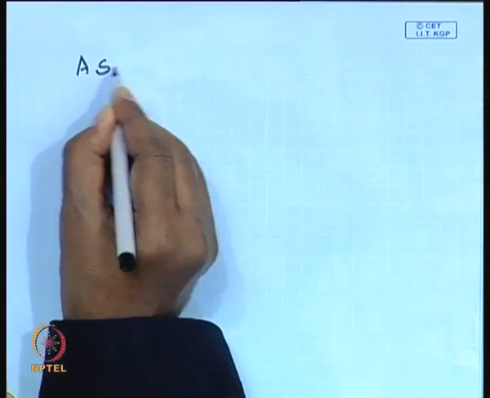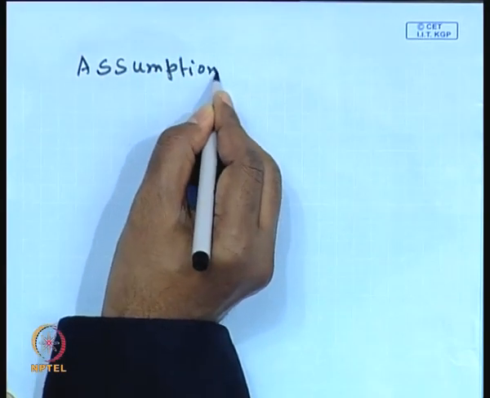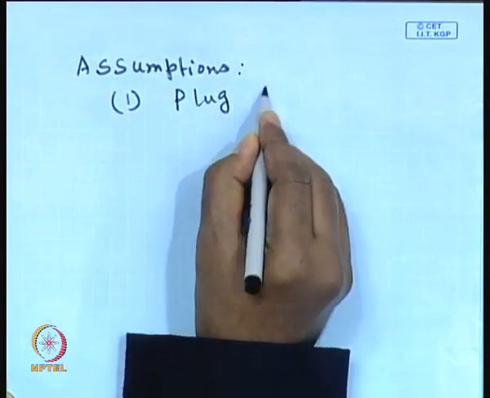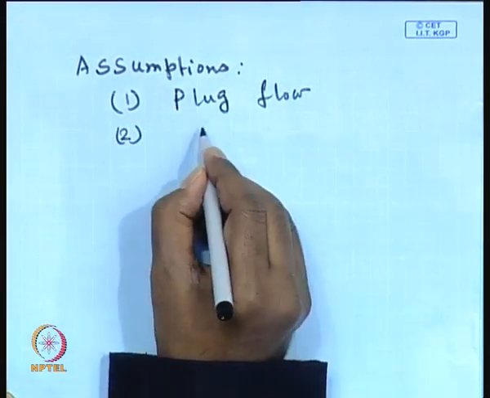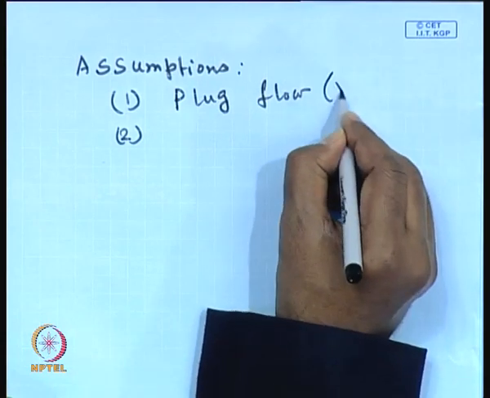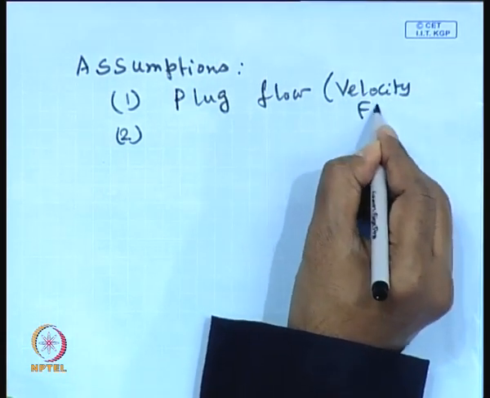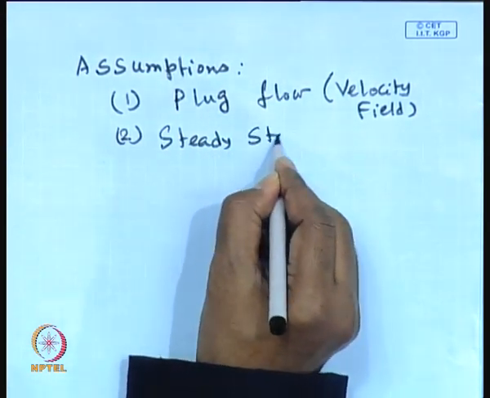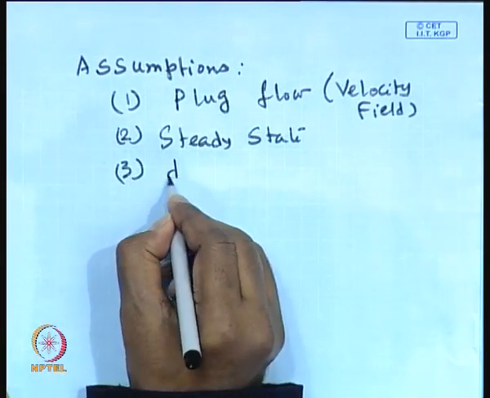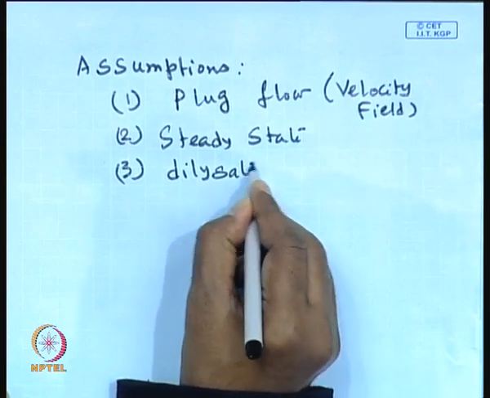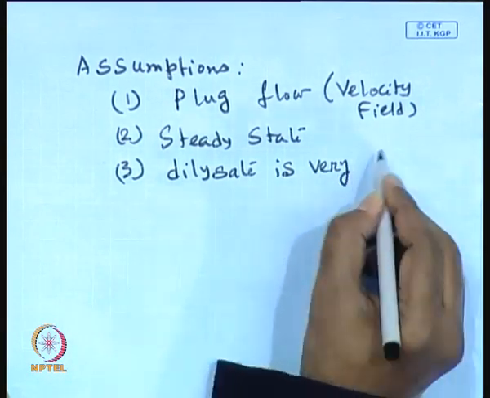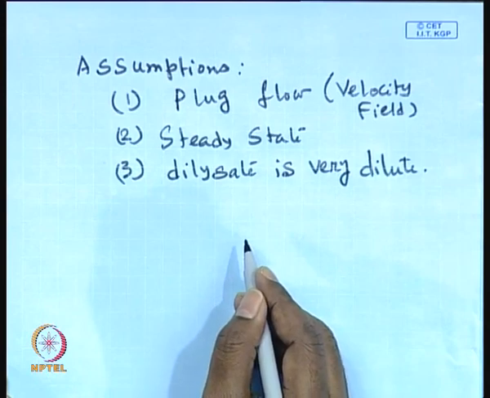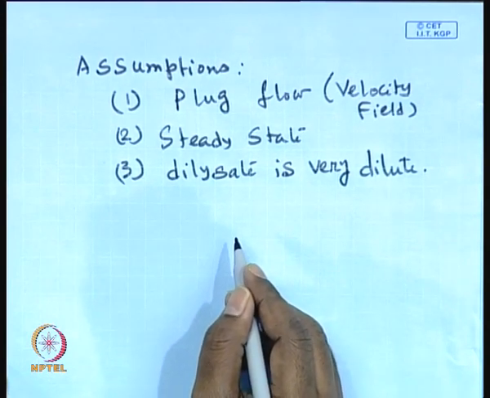Okay. So, the assumptions required to solve this problem. One is, it is a plug flow. Plug flow means only as far as the velocity field is concerned. Second is, it is a steady state, of course. Third one is, dialysate is extremely dilute. Dialysate is extremely dilute, that means the solute that is coming to the dialysate side, instantaneously it will be washed away. So, there is no concentration in the dialysate side.